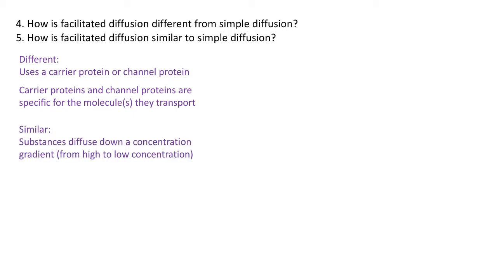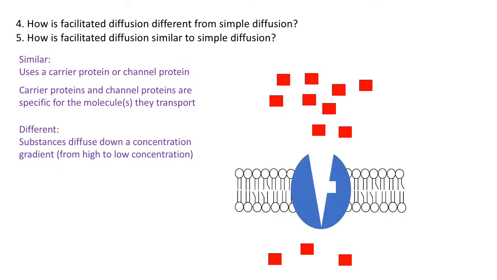And their similarities, both a case of diffusion. So down a concentration gradient, high to low concentration. And if it helps, I can just show you here. So we've got a carrier protein in this case. We've got molecules at high concentration at one side of the membrane, at low concentration on the other. The molecule will be specific, see how it fits into that binding site.